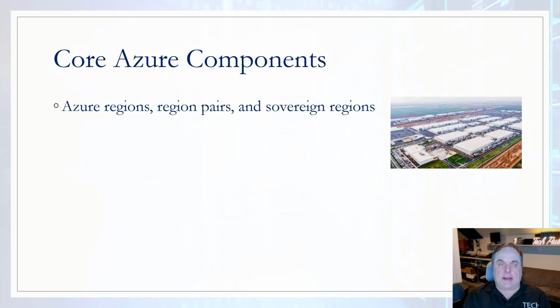First off, we've got Azure regions, region pairs, and sovereign regions, all important pieces of the AZ-900 exam. And we're going to go through all these different definitions coming up, but it's important to know what the components are as well, such as availability zones, Azure data centers. As you see off to the right, there's a picture of an Azure data center complex.